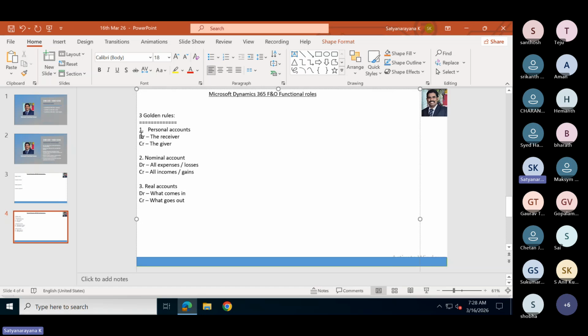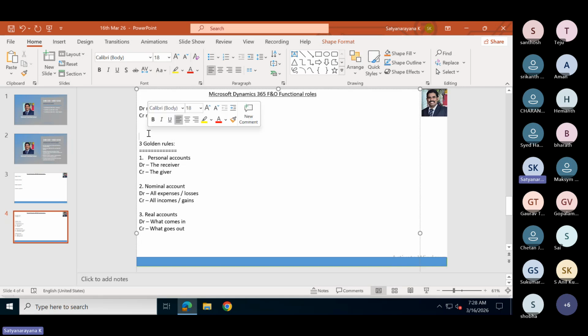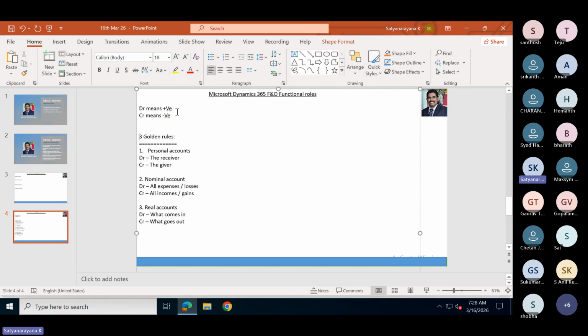Now, what is the meaning of debit and credit? Confusion. What is debit? What is credit? So, debit means positive. Credit means negative. Now immediately there is the question, how can you confirm? Debit means positive, credit means negative.